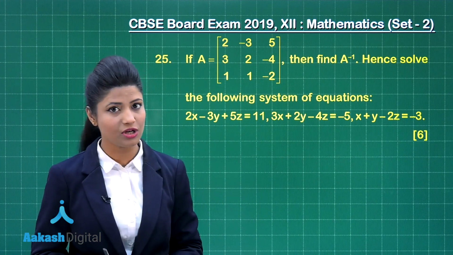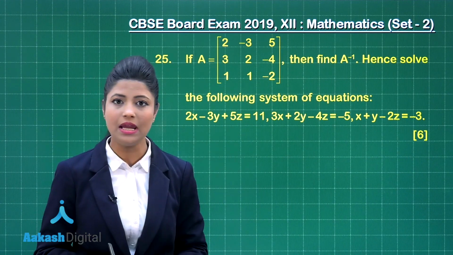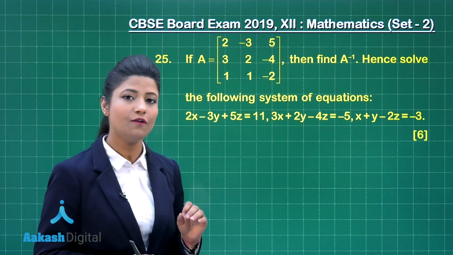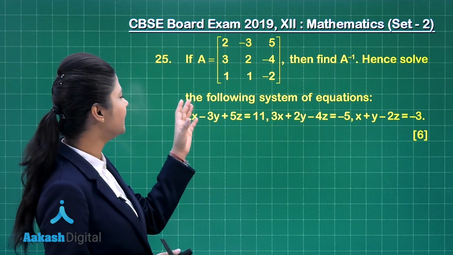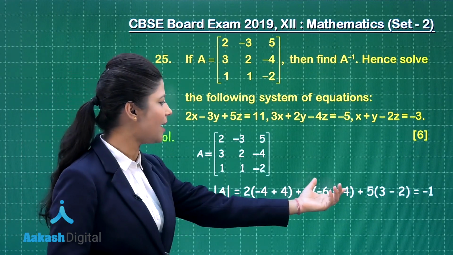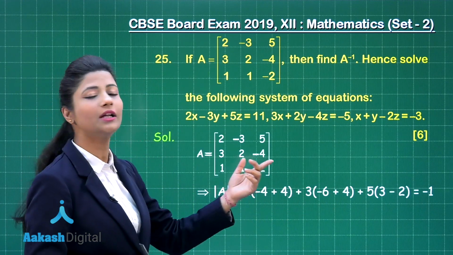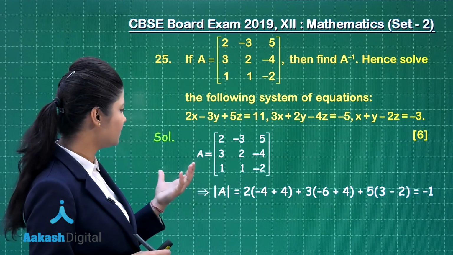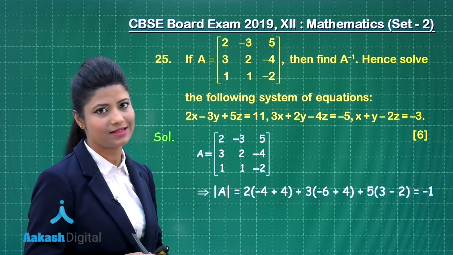Before that, I need to check whether the inverse exists or not. Inverse will exist when this matrix is a non-singular matrix. For that, you will be obtaining determinant of this matrix. So when I obtain determinant of A, I am getting here the value of this determinant equal to minus 1. That is clearly a non-zero quantity. So it is a non-singular matrix, its inverse will exist.